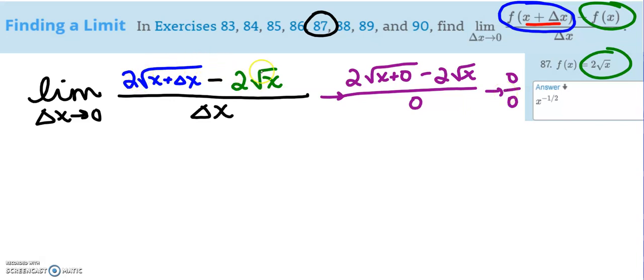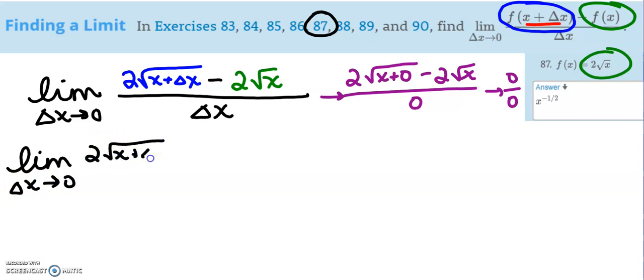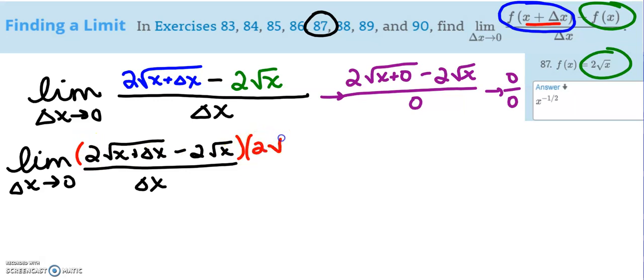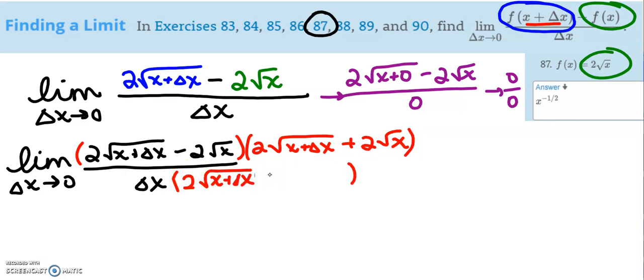When I see a square root in my quotient, I'm going to go with my gut and say I should be using something with a conjugate. So I'm going to set this up again: 2 square root of x plus delta x minus 2 square root of x all over delta x. And I'm going to multiply by the conjugate of the numerator, because that's the part that has my square roots that I would like to force into a difference of squares. So plus 2 square root of x. What I do on the numerator, I've got to do to the denominator to make sure that I'm not actually altering the value of this expression.